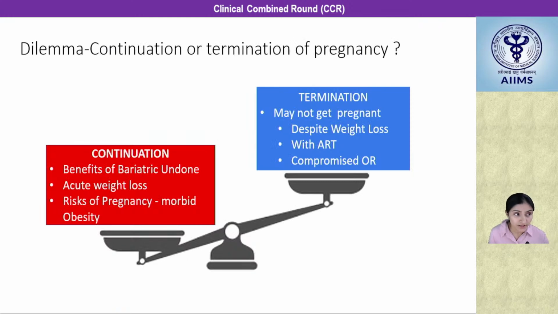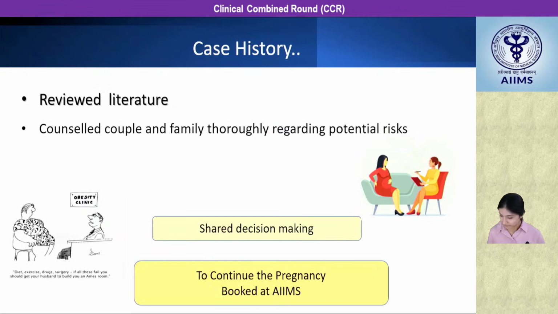After seeking all the points, the decision for continuation of pregnancy was taken, and the patient was counseled that the benefits of bariatric surgery will be undone, and her pregnancy will be high risk as she will have acute weight loss, and the risk of morbid obesity related complications will also be present in the patient. Literature was reviewed and the couple was counseled thoroughly regarding the potential risk. Shared decision making was done and the patient was booked at AIIMS.